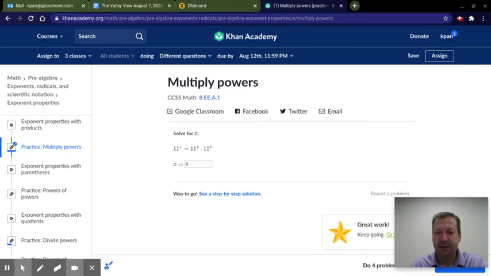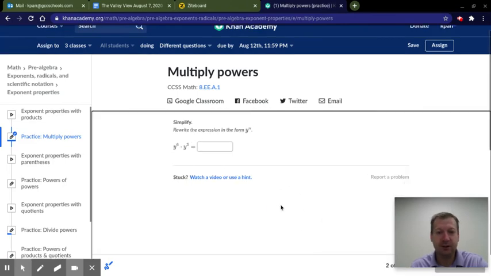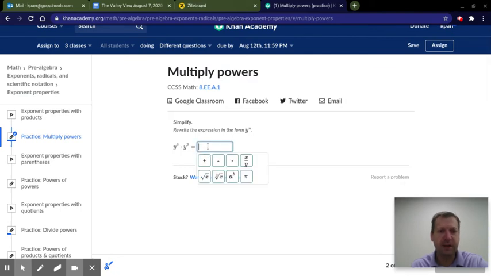And your assignments today are on Khan Academy. There's 2 of them there. I'm going to show you how to do both of them. This one right here, it says y to the 6th times y to the 3rd. Once again, I'm going to add these two exponents together when I multiply powers. So I'm multiplying this power times this power, but really I'm going to add 6 plus 3 and I get 9. So the answer is going to be y to the 9th.